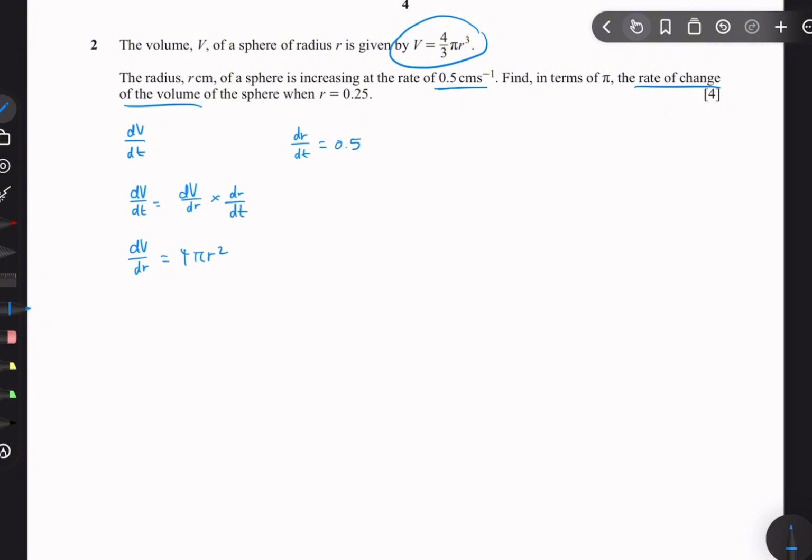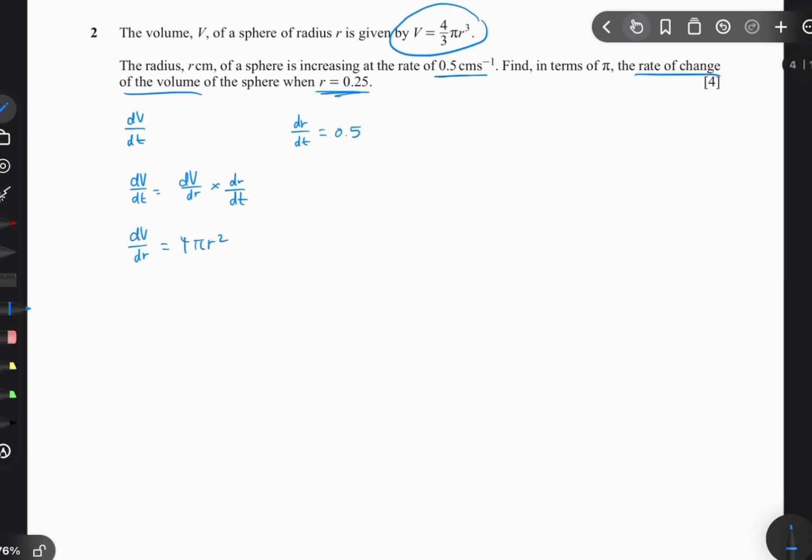So when we differentiate, we'll get 4 pi r squared. And since we know that r is equal to 0.25, we can sub r into this to find the actual dV over dr value. So this should give us 0.25 pi. Okay, now we have dV over dr and dr over dt. So we can use this equation to find dV over dt. Since the question wants the answer in terms of pi, we can just leave it like this.